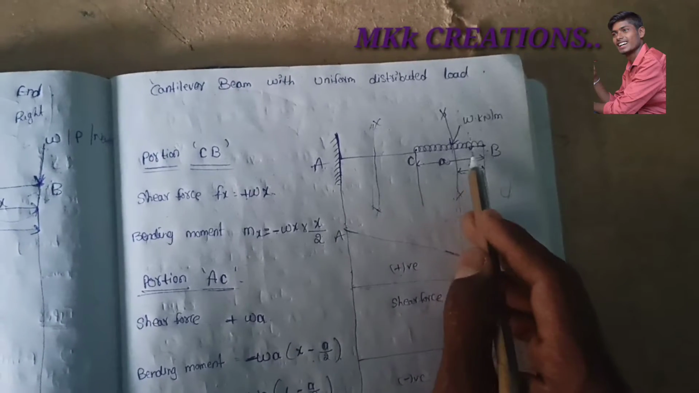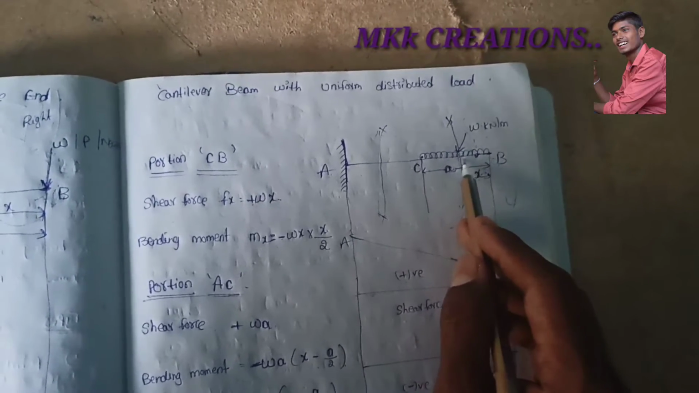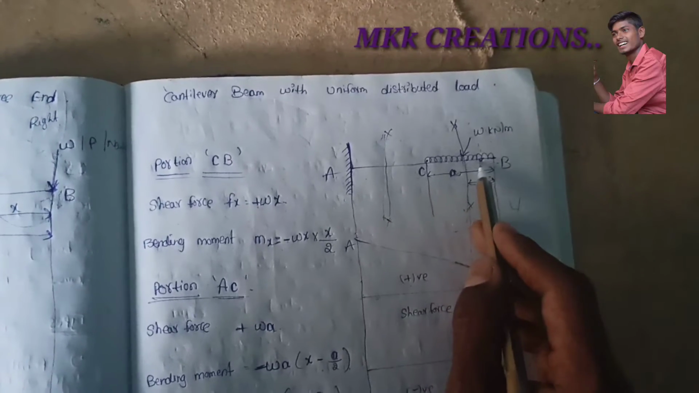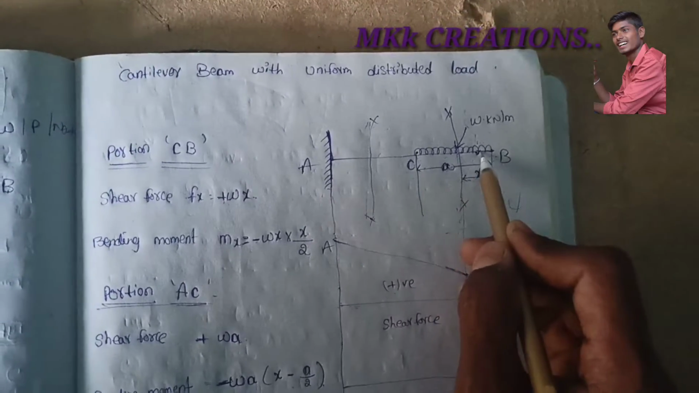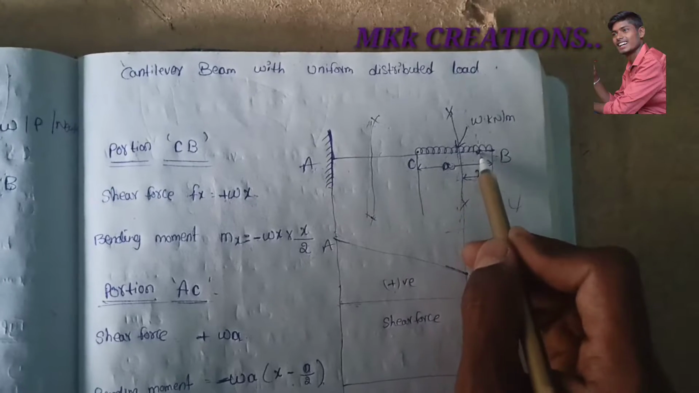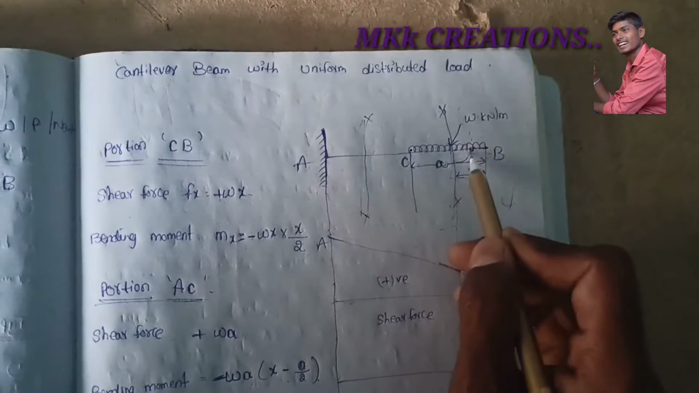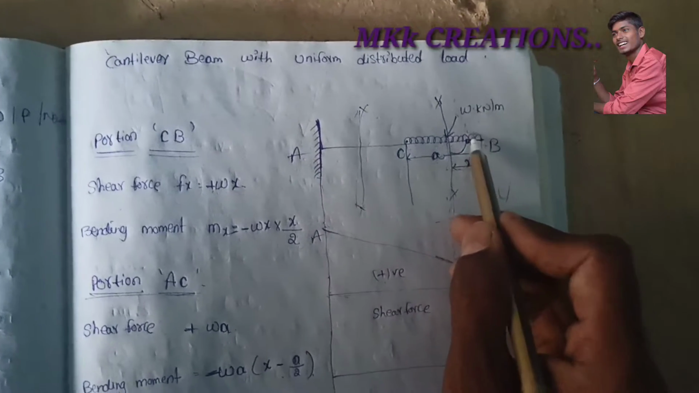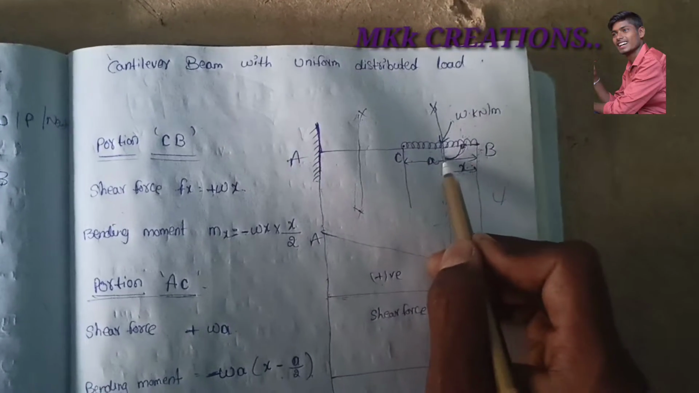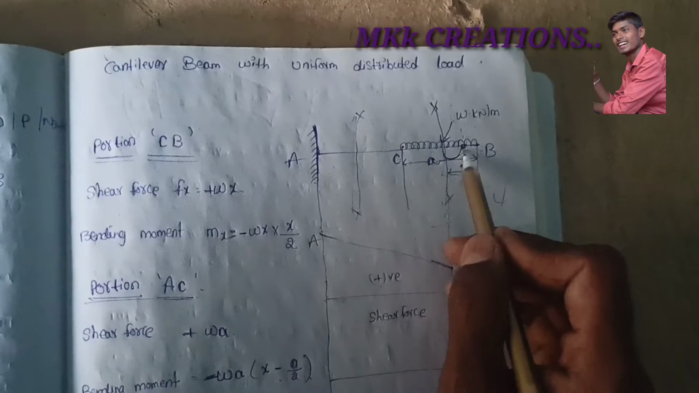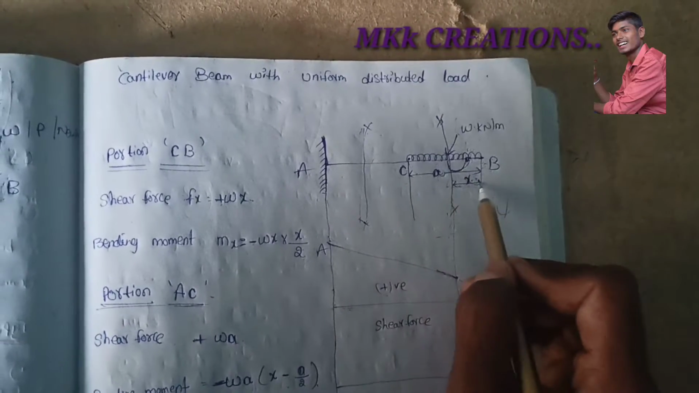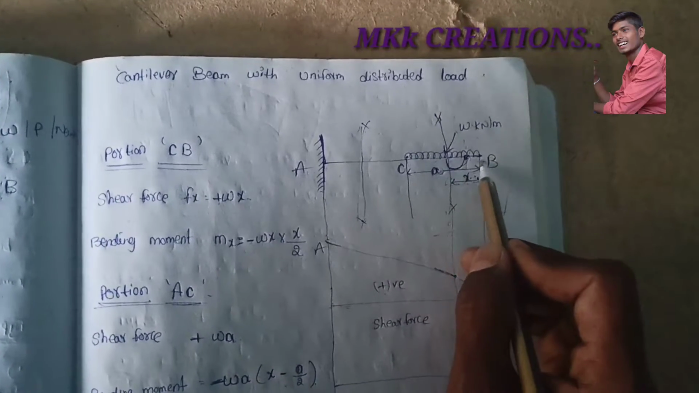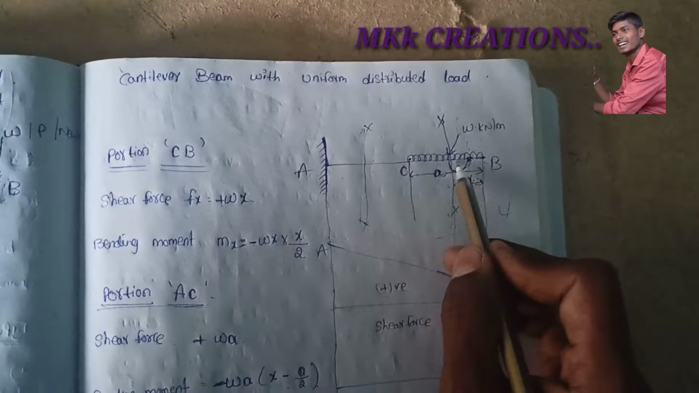Wx into x by 2. How much is the distance from section XX? The entire load is here, and the distance from section XX is x by 2. It is bending like this. Bending moment means this portion is bending toward the section XX, so here it is x by 2. So this length is x by 2, and this length is also x by 2.